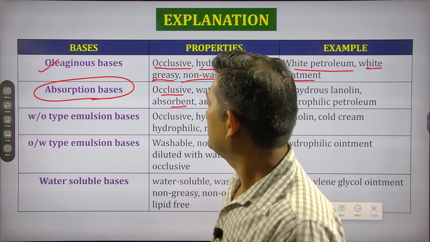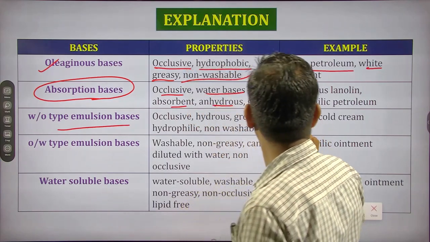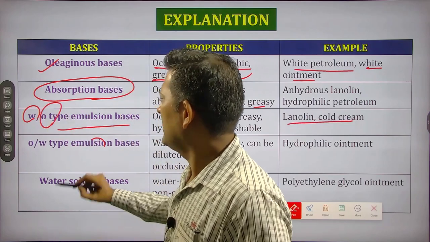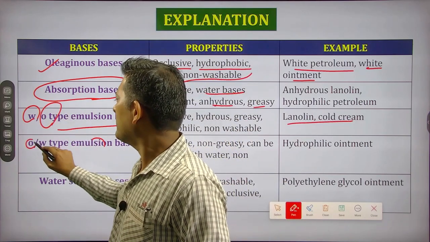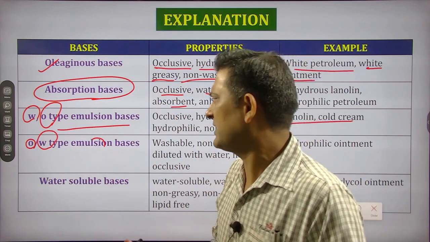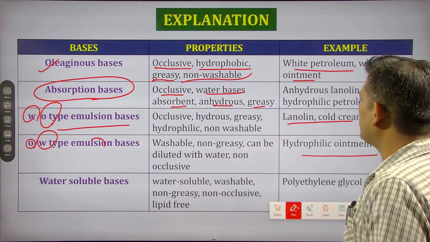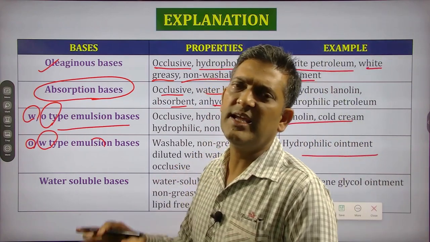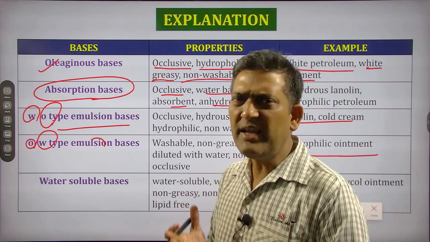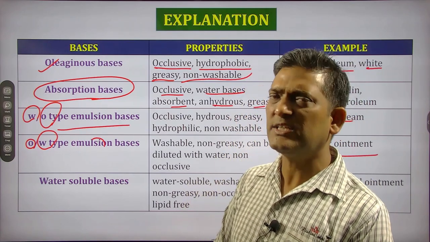Okay. Next to that, W/O type emulsifying bases: you see lanolin, cold creams. In W/O type, water is the dispersed phase and oil is the continuous phase. But the reverse is in this case, O/W: oil is the dispersed phase and water is the continuous phase, and water is present in larger amount. A better example is hydrophilic ointment and vanishing cream. All of those come under it, and these are very easily washed out by using water, because water itself is the continuous phase. So by application of water, you can easily remove this type of preparation from your skin surface.